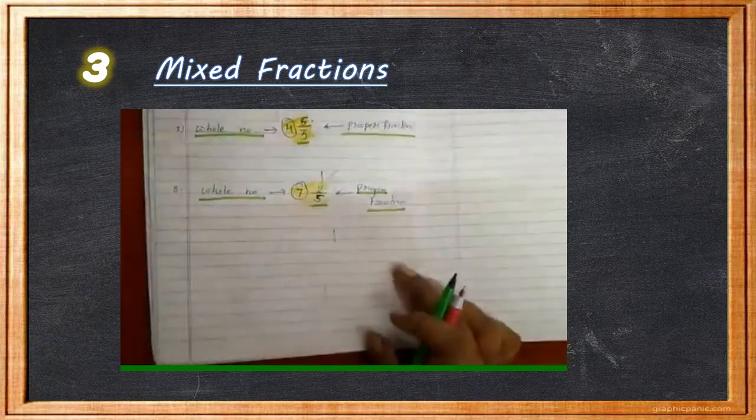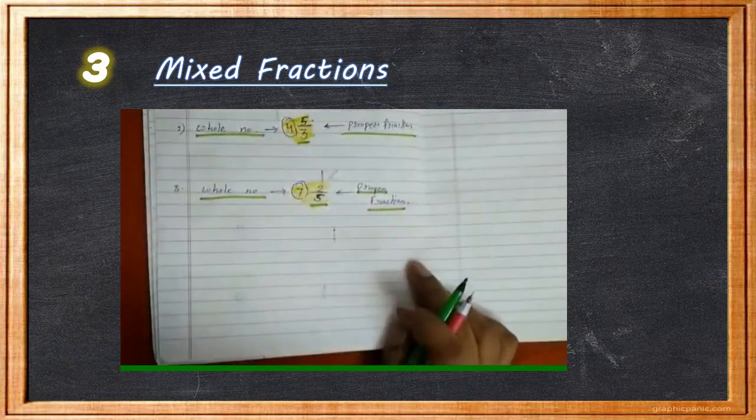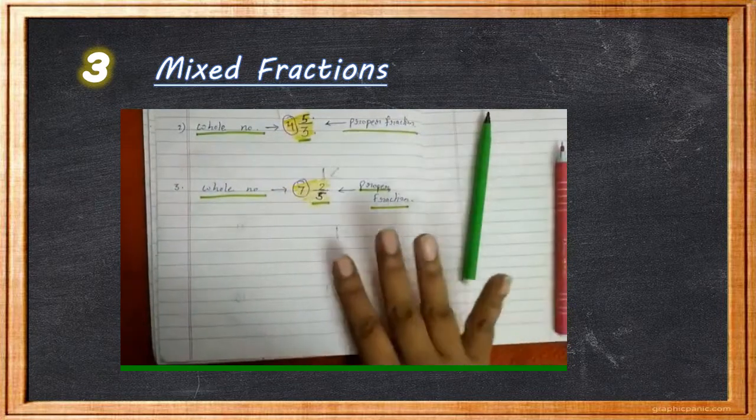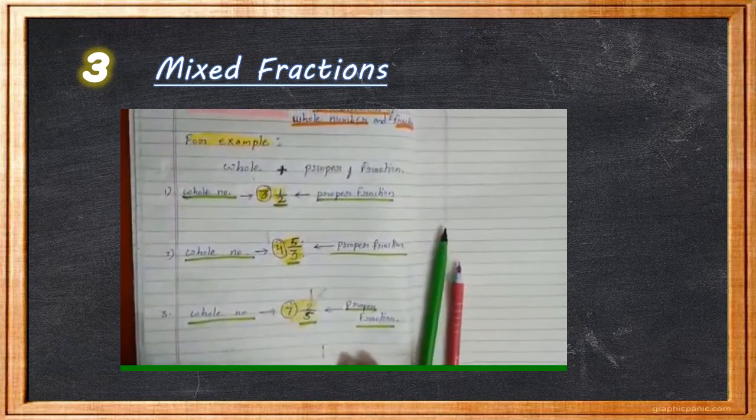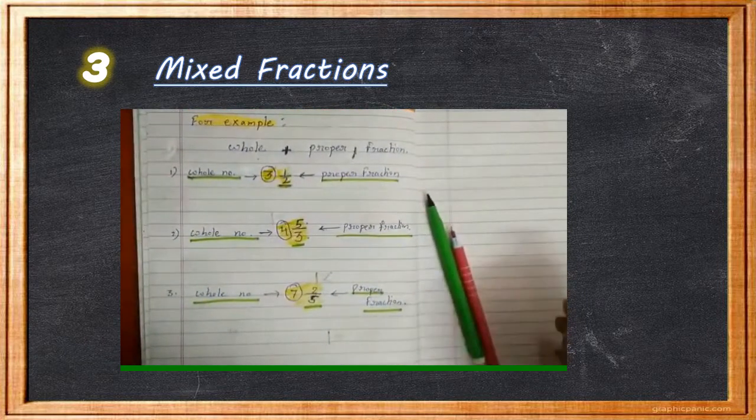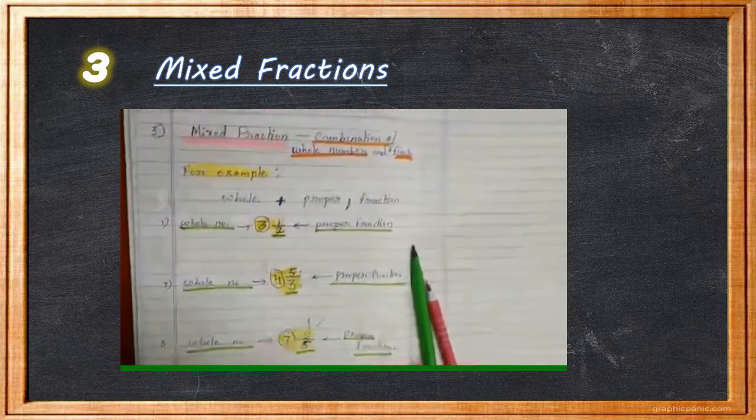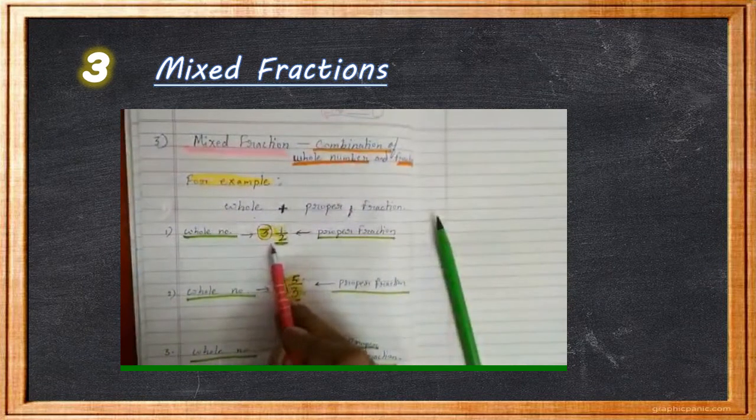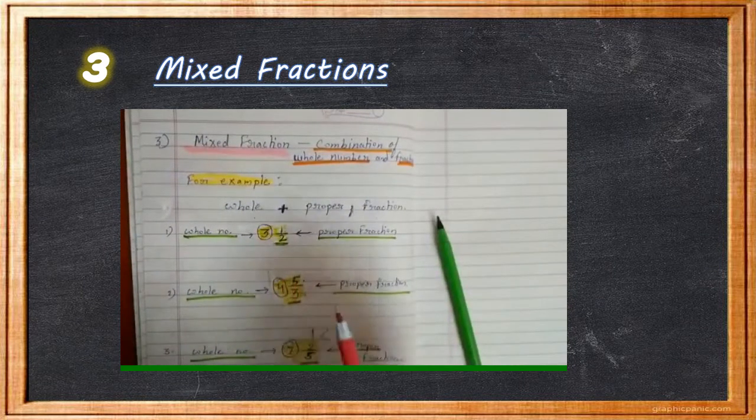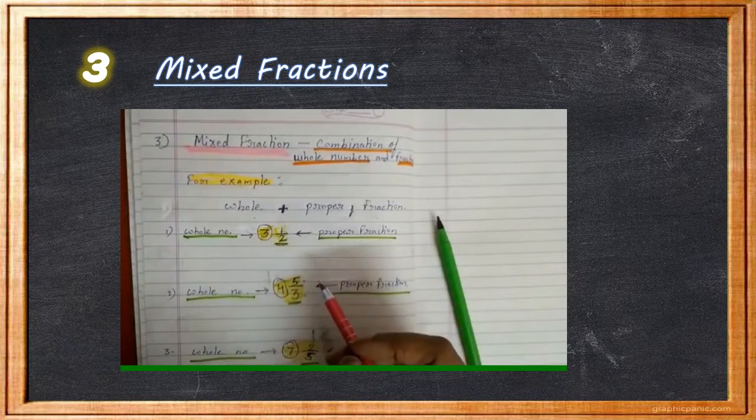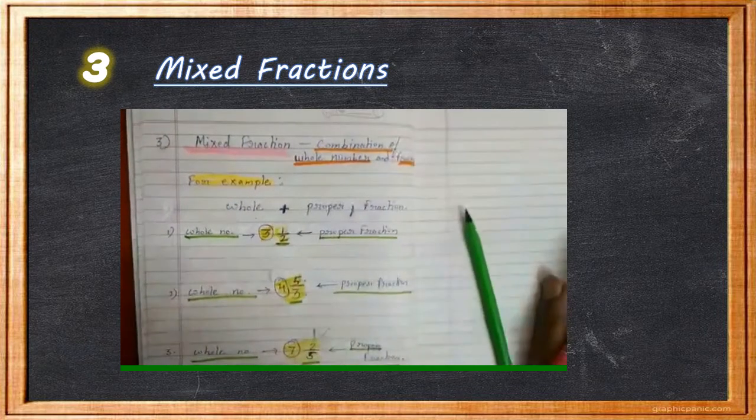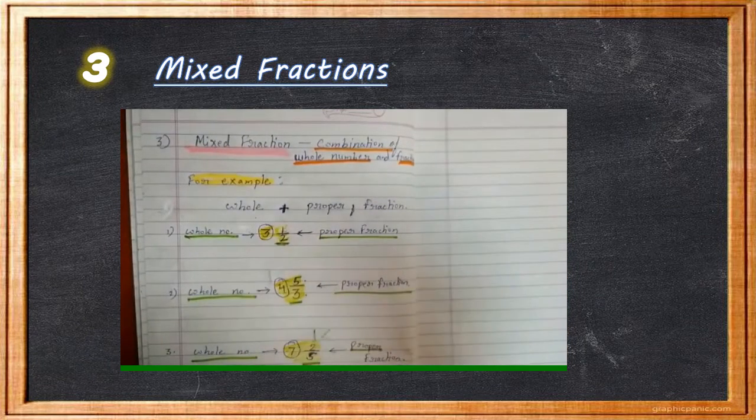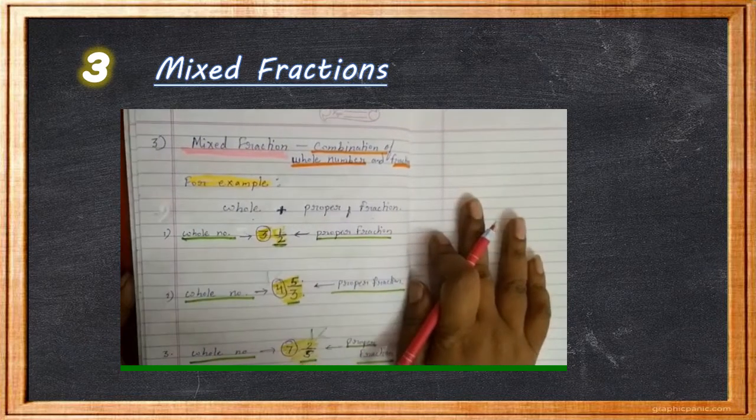So when we write whole number and proper fraction together, then it is a mixed fraction, children. Yes, mixed fraction is clear now, children. When we combine whole number and proper fraction together, it forms mixed fraction. Is it clear to you all? So this is all about different types of fractions.